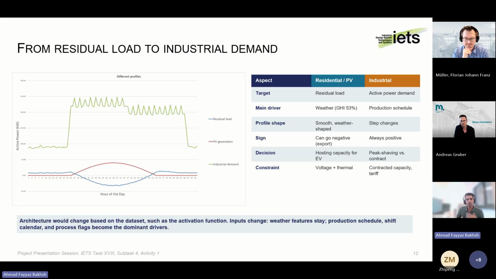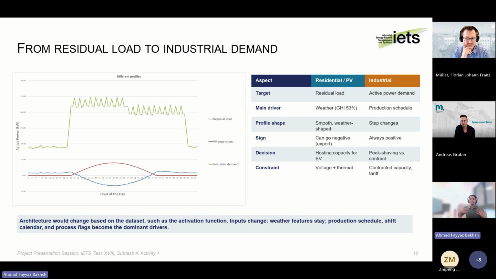model robust. The profile shape is like weather, mostly PV production, which can have a direct influence on the residual load, but here it is step changes. This is the thing that you can see here. The industrial profile is just something that we found from other studies. So the sign is that residual load can go negative, and the industrial demand is always positive.